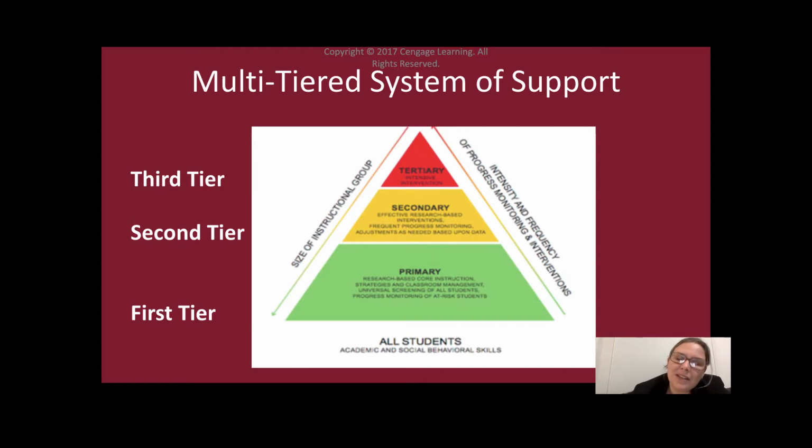When we go up to the second and third tier, we increase the amount of progress monitoring that is happening. So in this case, students may have mini assessments or have data collected bi-weekly, weekly, or sometimes multiple times a week, depending on the particular goal. As the supports increase, the intensity of instruction and interventions and progress monitoring goes up, and the size of instructional groups go down.